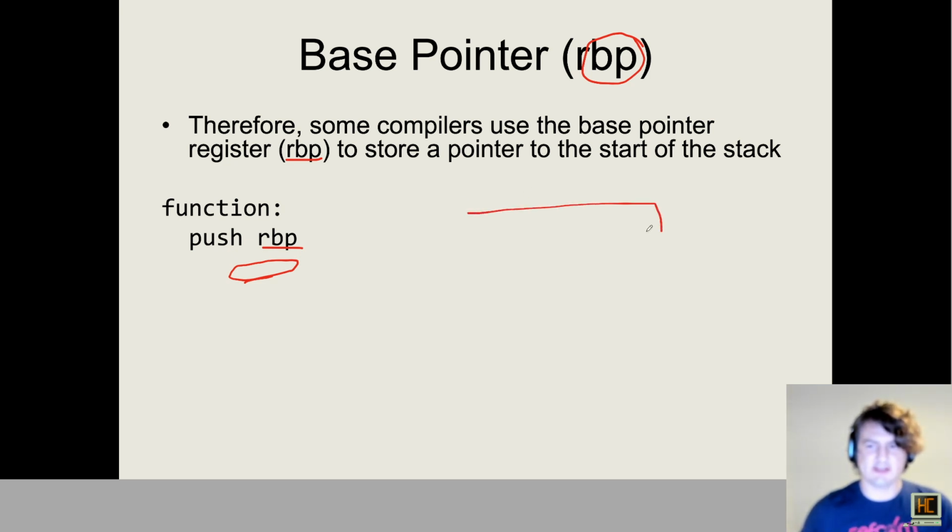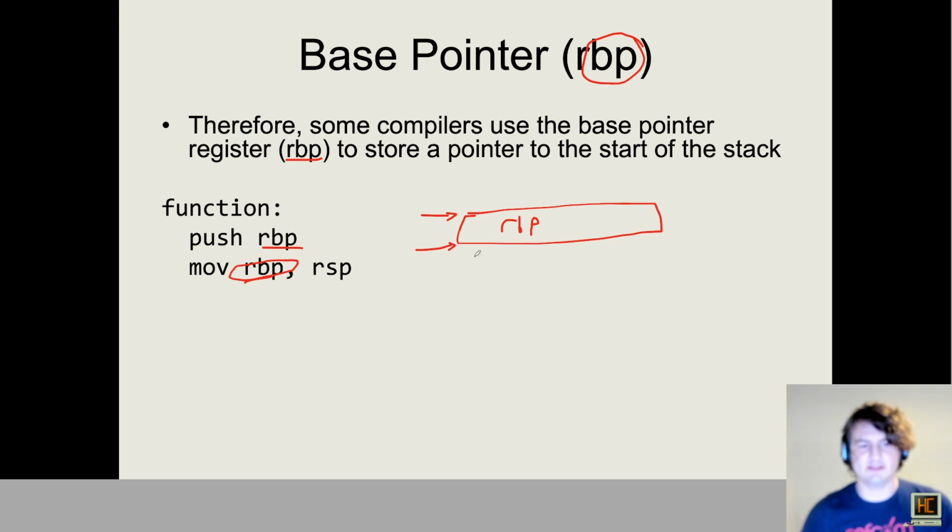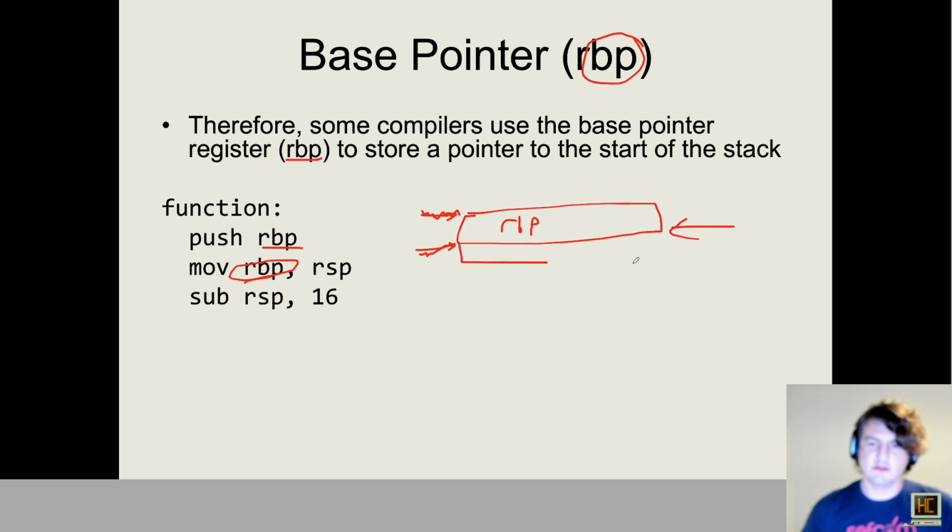So let's draw the stack. If the stack pointer originally pointed here, what happens is RBP is copied onto the stack, and the stack pointer now points here. The next thing that happens is the base pointer is set to where the stack pointer is. I'll draw RBP on the right and RSP on the left. Then we're going to subtract 16, so 2 more of these cells.